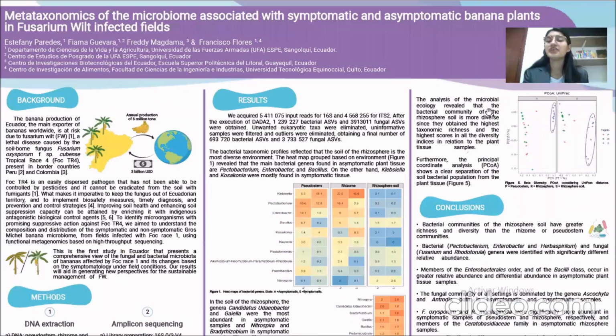The analysis of microbial ecology reveals that the bacterial community of the rhizosphere soil is more diverse. It obtained the highest taxonomic richness and the highest scores in the diversity index. So the principal coordinate analysis showed a clear separation of the soil bacteria population from the plant tissue.